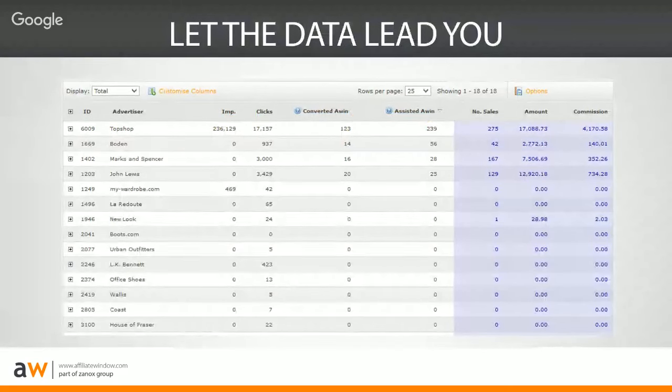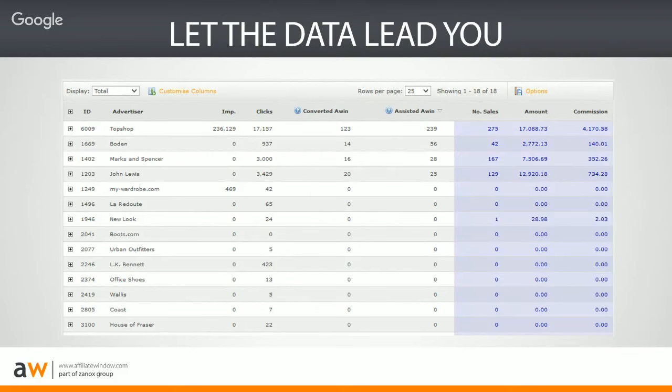So hopefully you're convinced it's not just the network's role to pitch for assist payments, but yours as well. And so now we come to the crux of the issue. Where do you even start? Like all good persuasive arguments, you start with your data. You visit your advertiser performance report and you look at 3 things that I've highlighted for you here.